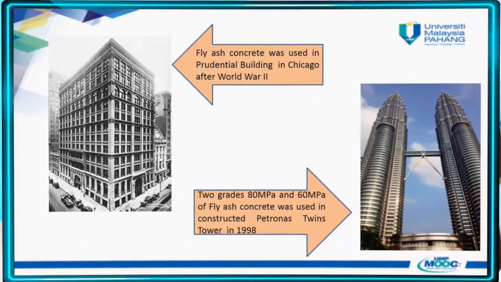So, number one, okay, figure 1 shows fly ash concrete was used in a production building in Chicago after World War II. And then the next figure shows that two grades, 80 megapascal and 60 megapascal of fly ash concrete, were used in constructing the Petronas Twin Towers in 1998.